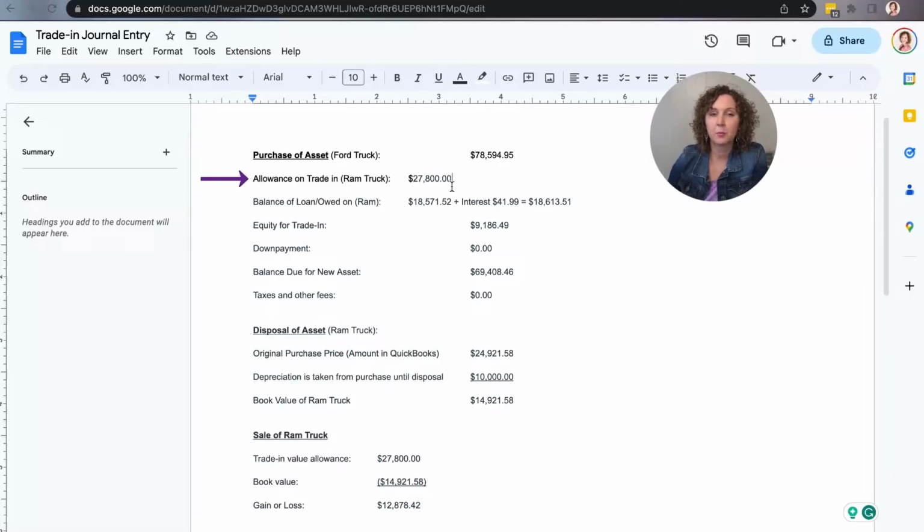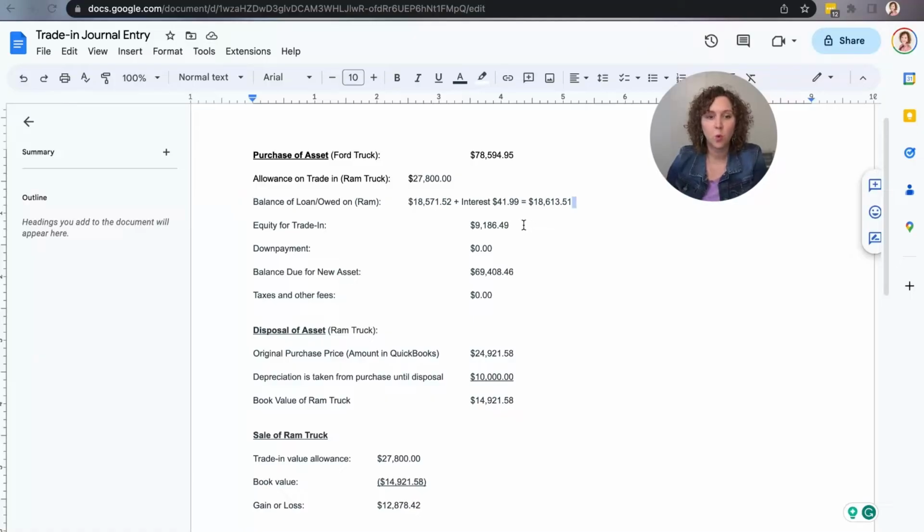This is going to come from the dealership that you traded it in to. In this example, they're purchasing a Ford and selling a Ram. I don't know all the data points on everything they bought, but we're just summarizing the facts that they did give me. The next thing that you know is that they had a loan and they added a little bit of interest. So this is the total amount to pay off the loan.